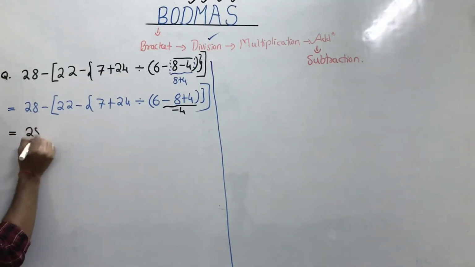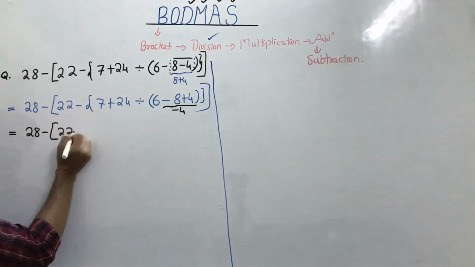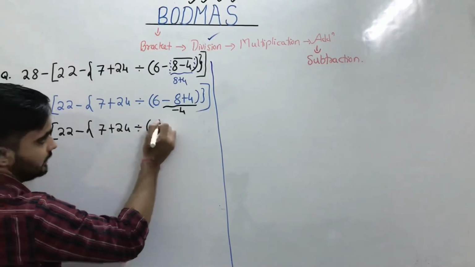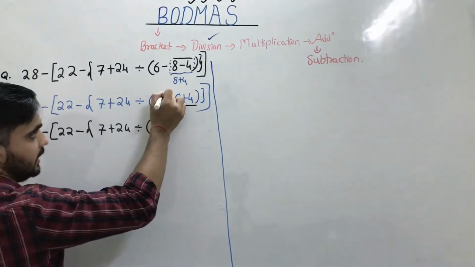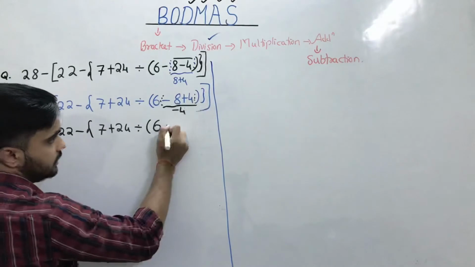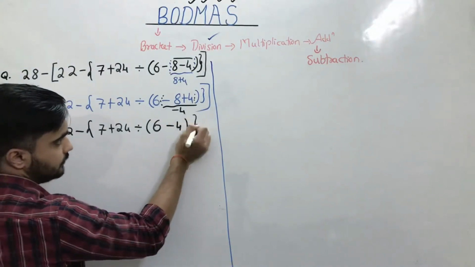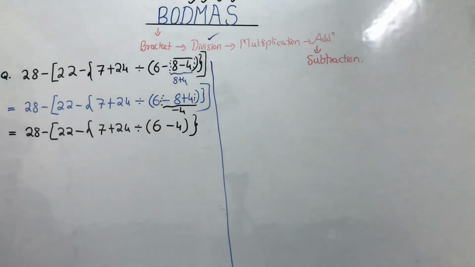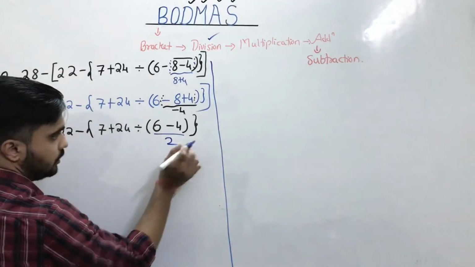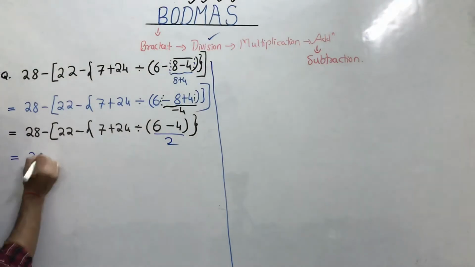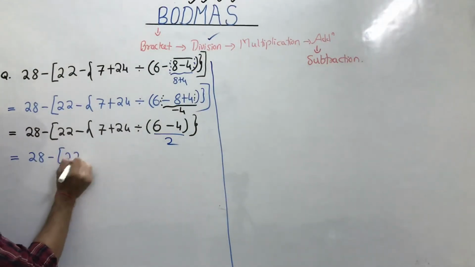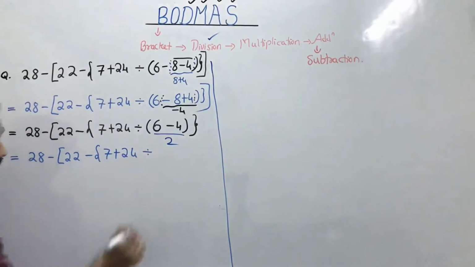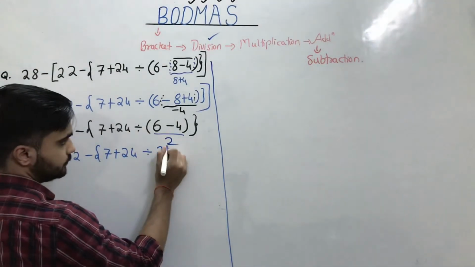So again 28 minus this 22 minus 7 plus 24 divided by this 6 as it is and minus 8 plus 4 I have written. So it is minus 4. Now you can solve this. So 6 minus 4 is nothing but 2. So this will be 28 minus 22 as it is minus 7 plus 24 as it is divided by 2.